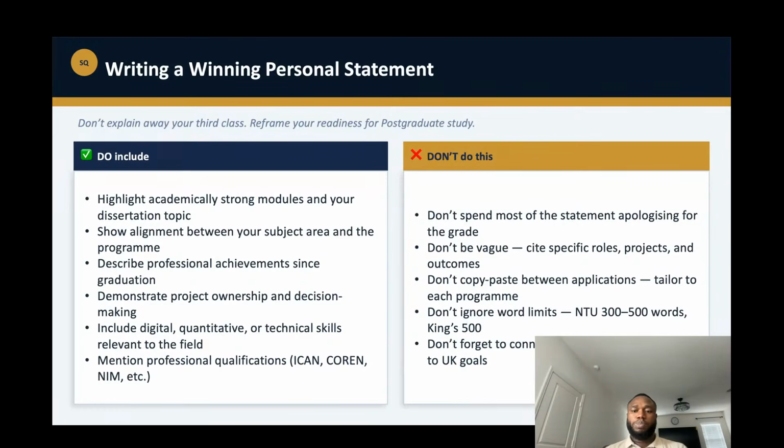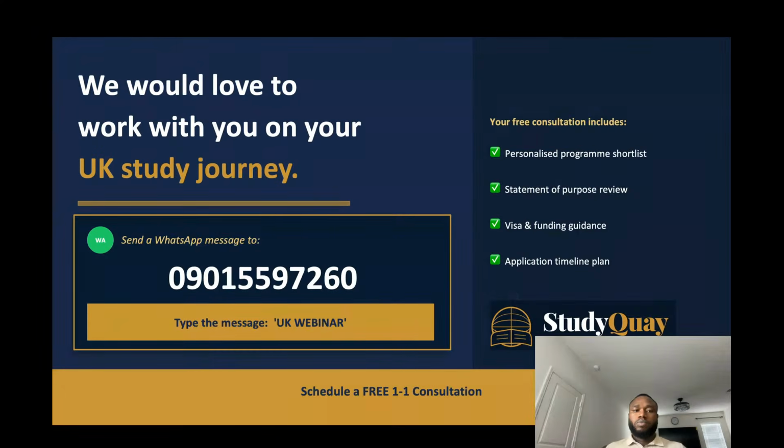Things you shouldn't do. Don't spend your time just apologizing for the grade. It's not necessary. Don't be vague. You want to be very specific about the roles you handled, the projects you worked on, and the specific outcomes. And most schools will give you a word limit. So if a school tells you that your personal statement should not be more than 500, they mean it. It shouldn't be more than 500. So you want to stick to the word limit. And don't forget to connect your Nigerian work context to your goals in the UK.